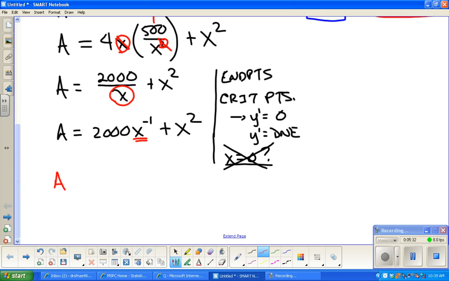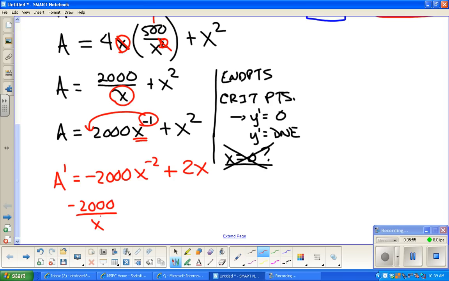So our only interesting critical points are really going to be where the derivative is 0. So let's start finding the derivative. Okay, so -1 times 2,000 x to the -2, plus the derivative of x squared is 2x. We want to make this whole thing equal 0. I think most people are more comfortable with working with that in that form. And so we just need to solve this.